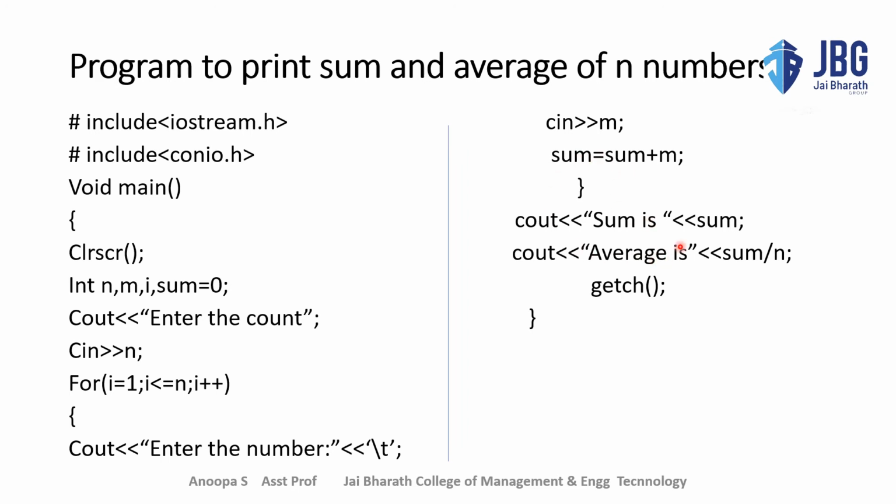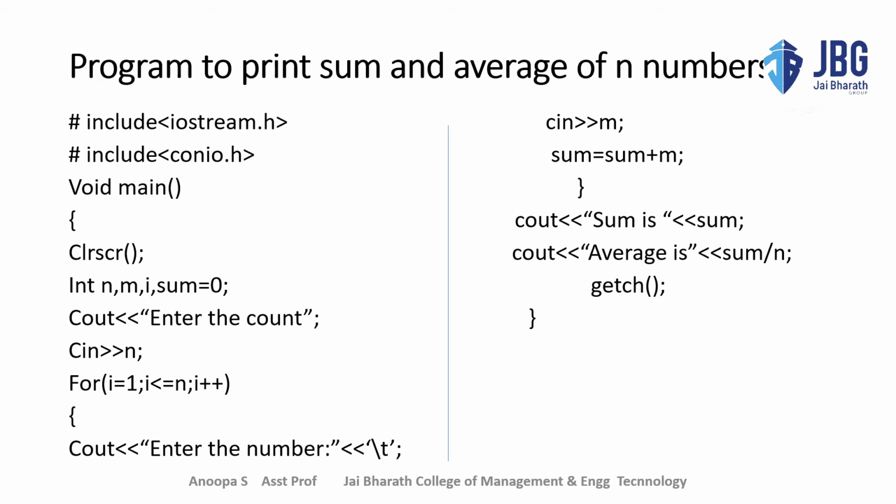So the sum is stored in sum, and in order to find the average, what we have to do is sum divided by the total number. Okay, so once this loop executes, the sum will be stored in sum. After that, we will print the sum is sum and average is sum by n.